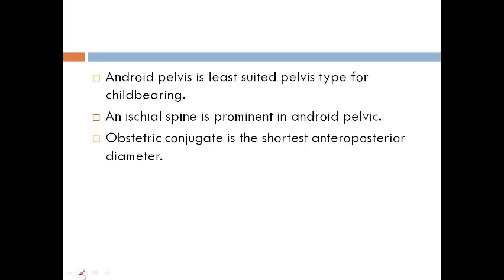Android pelvis is the least suited pelvis type for childbearing because the ischial spine is prominent in android pelvis. The shortest anterior posterior diameter is the obstetric conjugate.